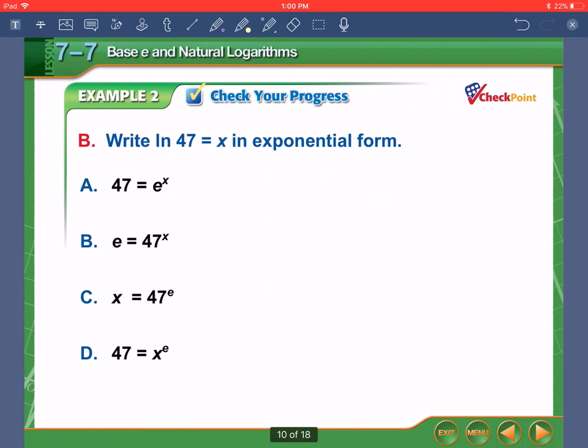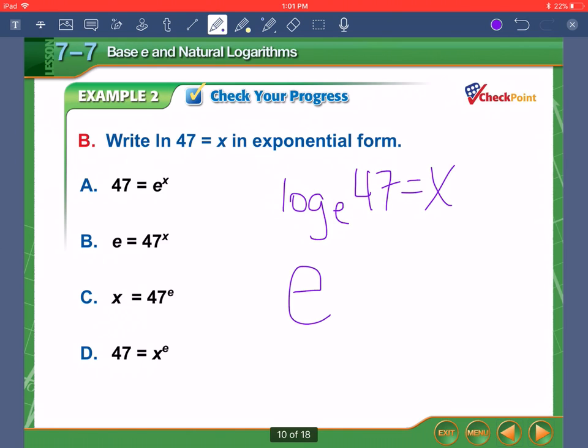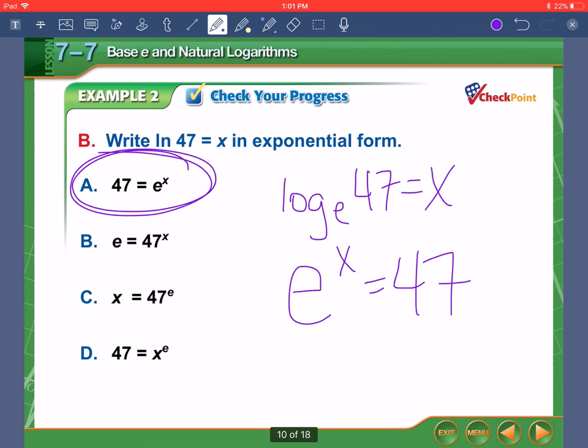All right, natural log of 47 equals x. So log base e of 47 equals x. So we can rewrite it as e to the x power equals 47, which would be A.